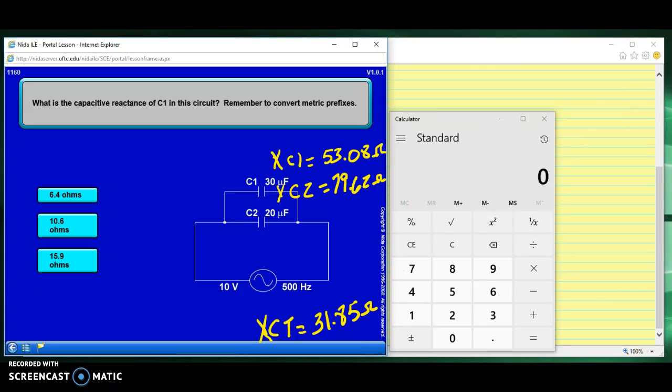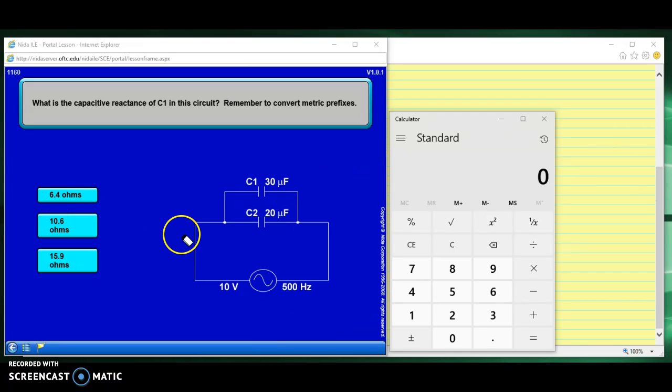So now it's asking for the capacitive reactance of this circuit. So let's blow away our writing here. And let's take it step by step. So it's wanting C1 only, so we don't need to do both of them together. So let's just do C1 only. So I'm going to take 6.28, which is 2 pi. I'm going to multiply it times 500. I'm going to multiply it by C1, which is 30 microfarad.